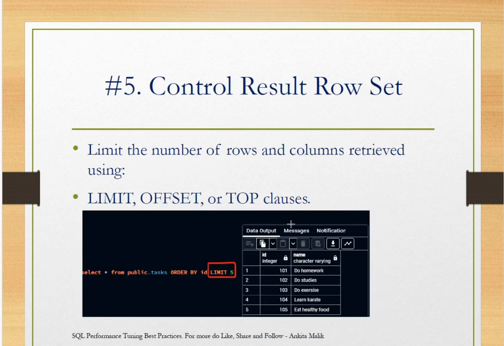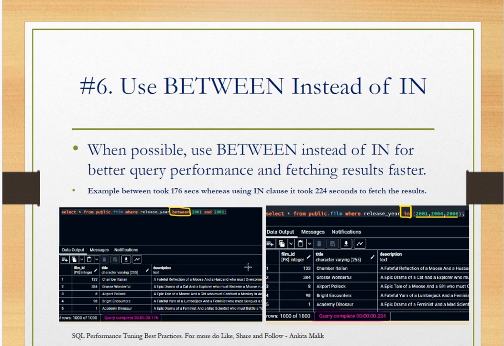Next, control the result row set. Always try to limit the data set. Don't query on the entire data set. You can limit them using specific keywords, for example OFFSET or the TOP clause. TOP doesn't work everywhere, only in specific databases, while LIMIT and OFFSET work everywhere. So you can limit your data as per your requirement if you are just performing data analysis, to get the query results faster and with better performance.